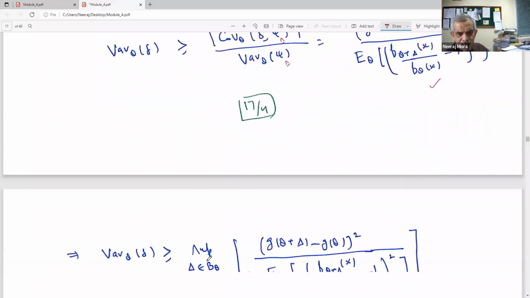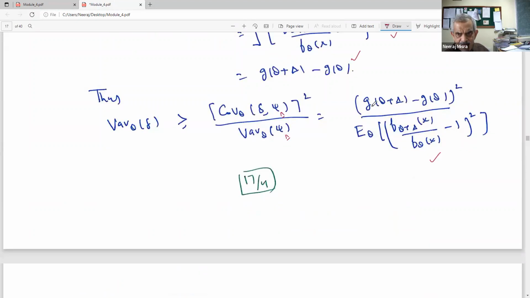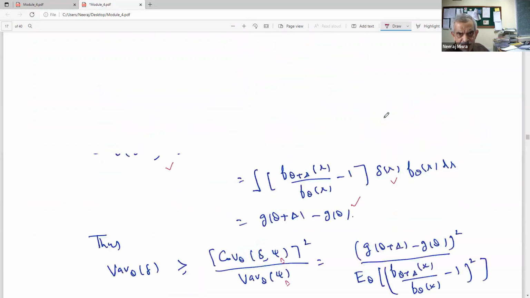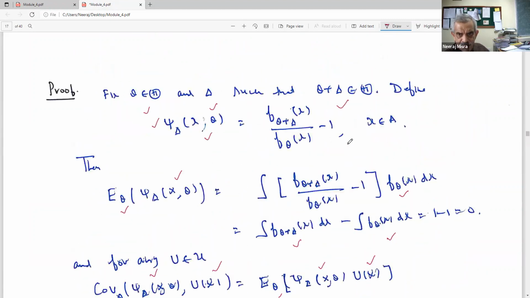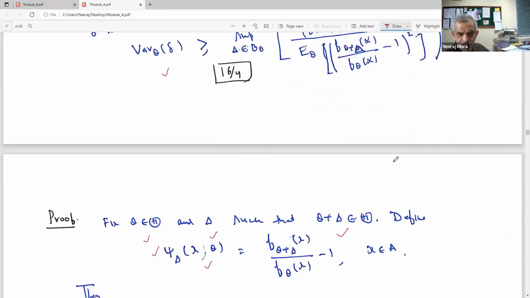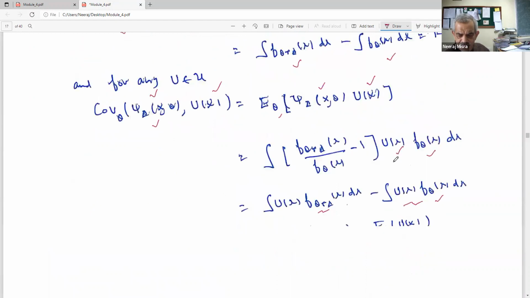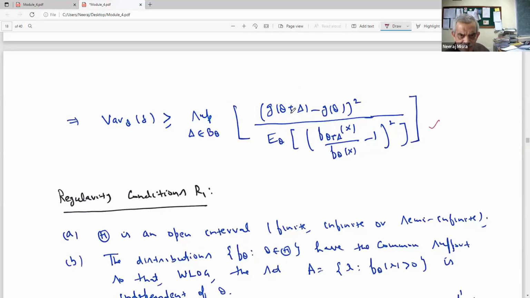So this is the same as supremum over delta belonging to B theta, and B theta is such that theta plus delta belongs to the parameter space, and g theta is different from g theta plus delta. That is how we defined it. So this proves the inequality. But here, this choice of delta sometimes can be tricky.